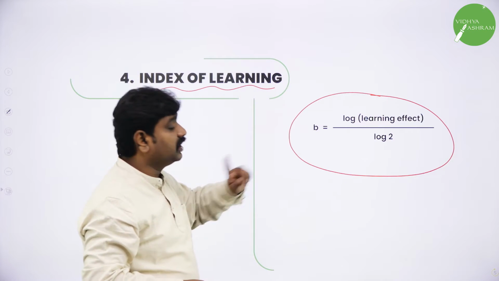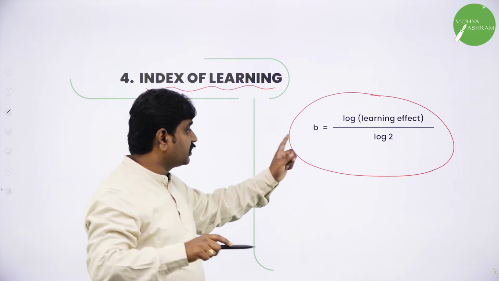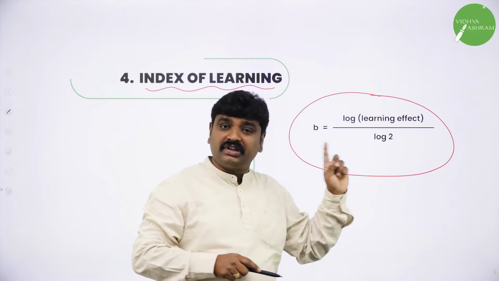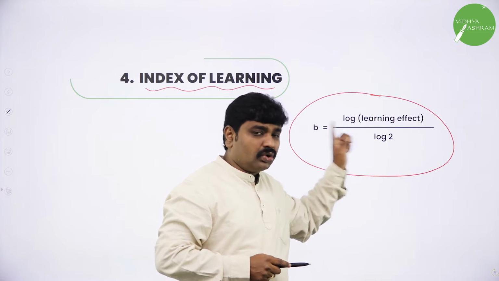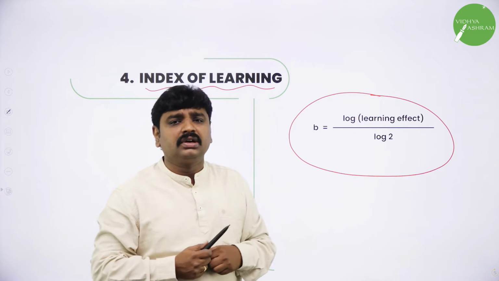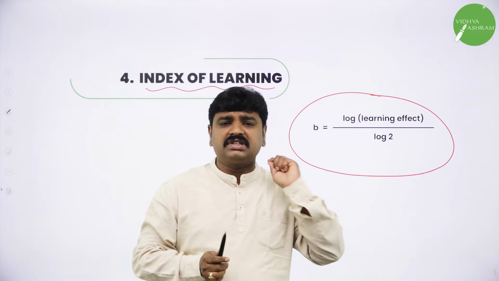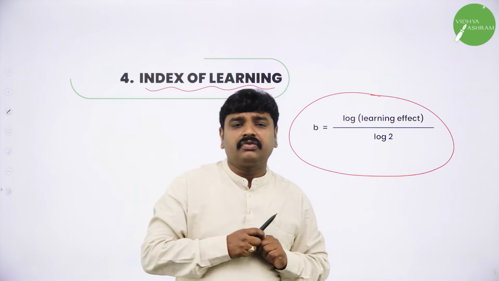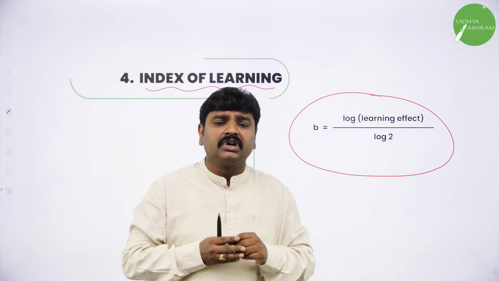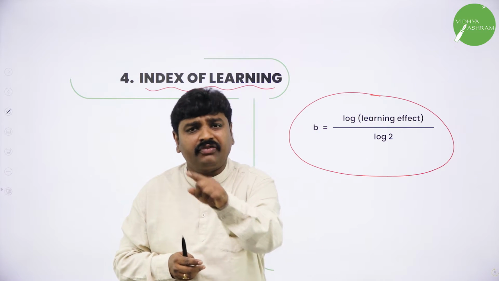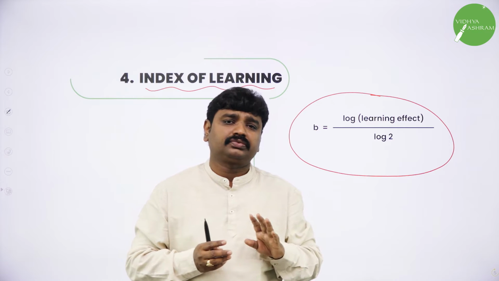So, you should know how to find log. If you want to calculate index of learning, that is b. b is called the index of learning or learning index. So, if you want to calculate b, you should know how to find log, and you have learnt it in first year PUC. Again, I will be revising that. Define index of learning. What is index of learning? It is the ratio of log of learning effect to the log 2.